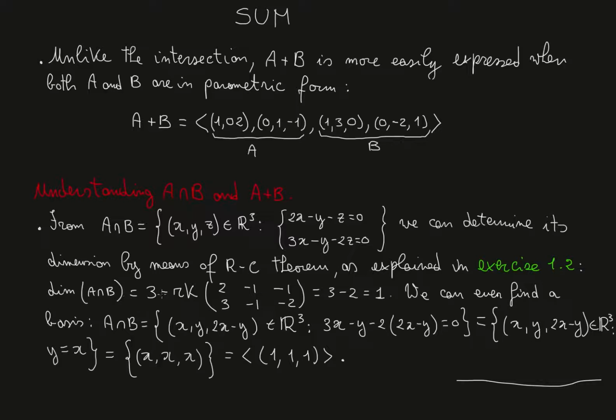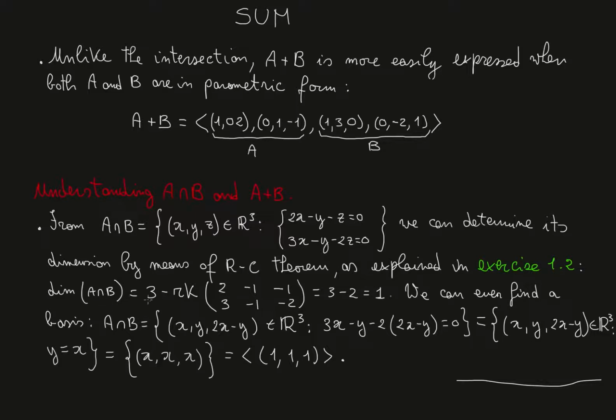Now the number of unknowns, as we said, is 3, and the rank of the incomplete matrix is the rank of this matrix, the one that has as first row 2, negative 1, negative 1, and second row 3, negative 1, negative 2. These are the coefficients of this system of linear equations. Well, the rank of this matrix is obviously 2, because we can see that the second row is not a multiple of the first, so the first two rows are linearly independent. Therefore, we have 3 minus 2 equals 1. So the dimension of the intersection is 1. So it's going to be drawn as a straight line passing through the origin of R3.